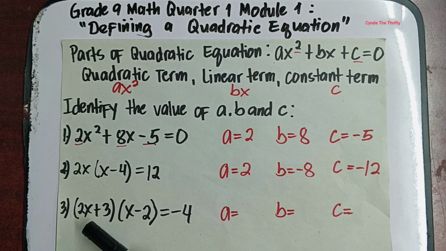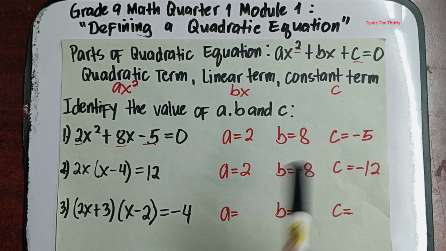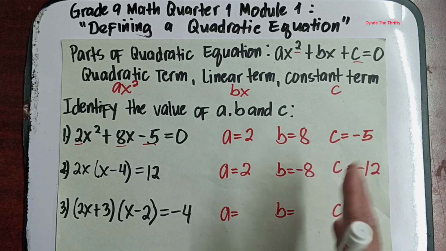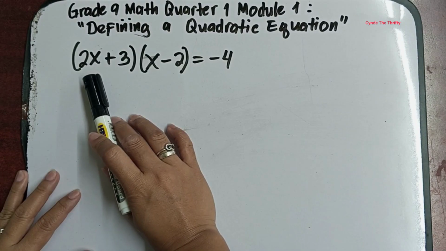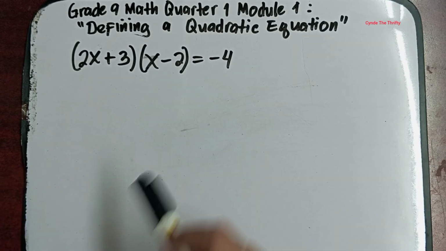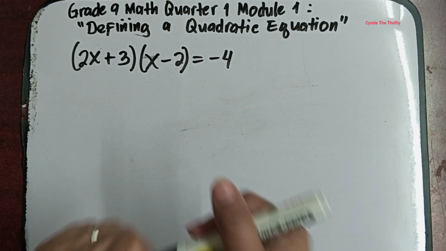Example number 3 naman tayo, okay? So, meron tayo ditong 2x plus 3 multiplied by x minus 2 is equal to negative 4. Okay, so ma-identify rin natin siya na quadratic equation kasi meron tayong x dito at meron tayong x dito. So, magiging squared yan siya. Pero, hindi nga siya naka-standard form. So, gagawin natin siyang standard form. 2x plus 3 multiplied by x minus 2 is equal to negative 4. Okay, so ang gagamitin nating method dito is FOIL method. Okay, so familiar kayo sa FOIL method.